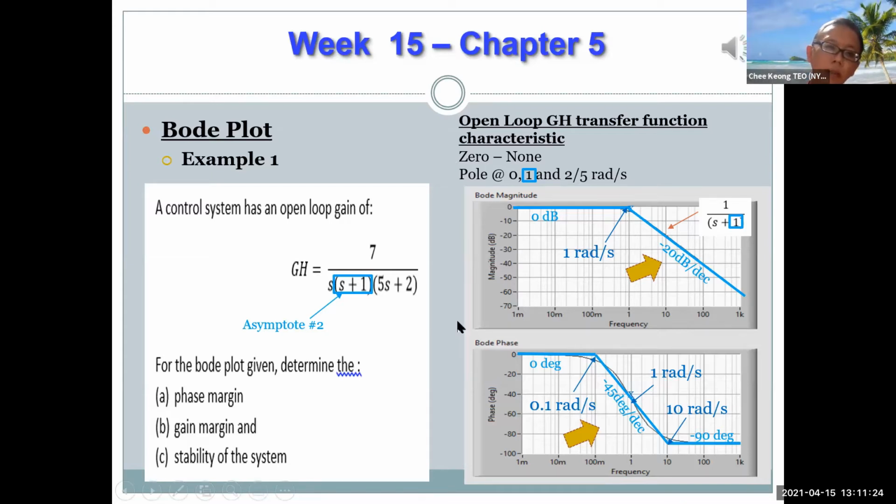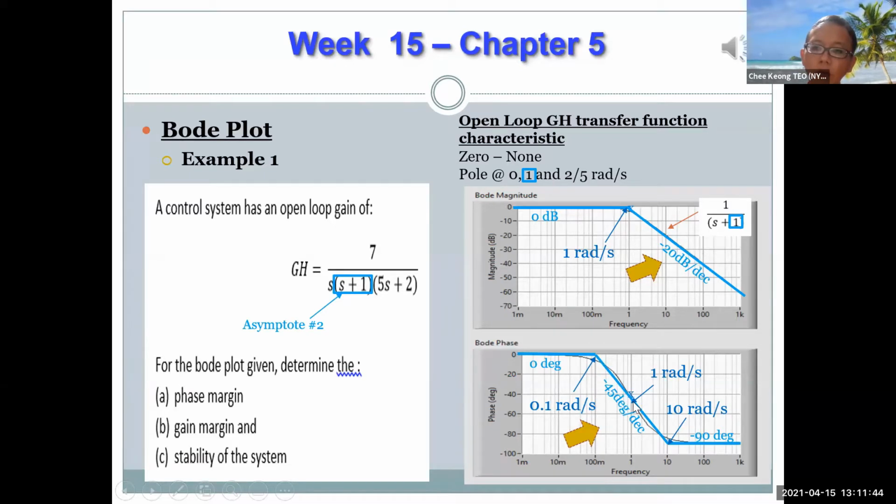So basically, for the second one, we know the root is at 1. So of course, for the gain plot, it will turn at 1 radian per second, right? And it slopes down at minus 20 dB per decade. So this is very straightforward because it's a pole. Therefore, you will slope down at minus 20 dB per decade. It's not a 0. A 0 will slope up, poles will slope down. So that is the gain plot, very straightforward.